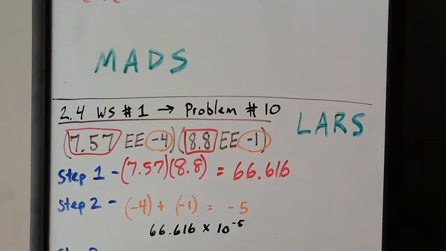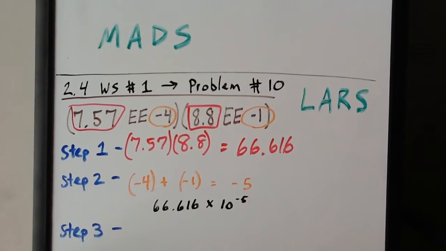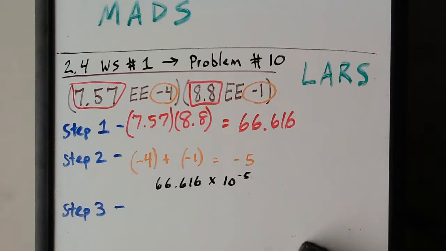So I need to see, is this good? Is this in scientific notation, or do I need to adjust? You should say, I need to adjust, because the base number is not following the rules for scientific notation. Remember, the base number must be greater than or equal to 1 and less than 10. 66.616 is not less than 10, so I need to adjust. I need to make it less than 10.